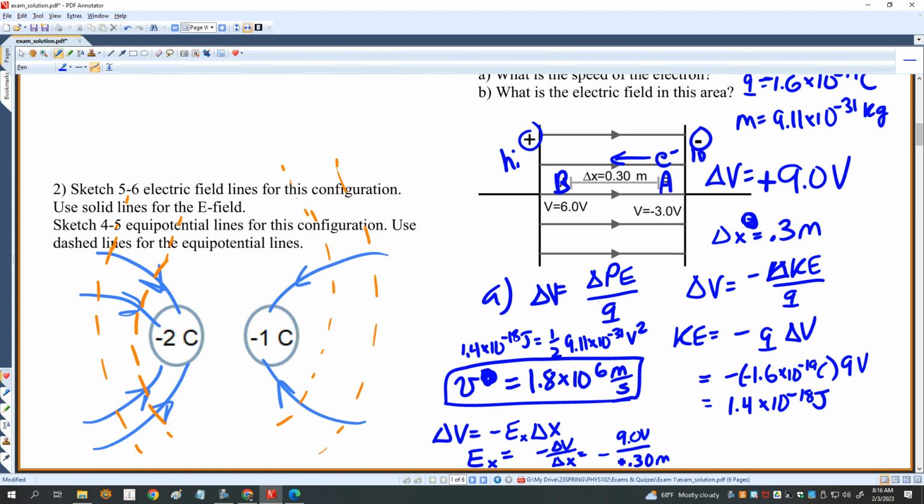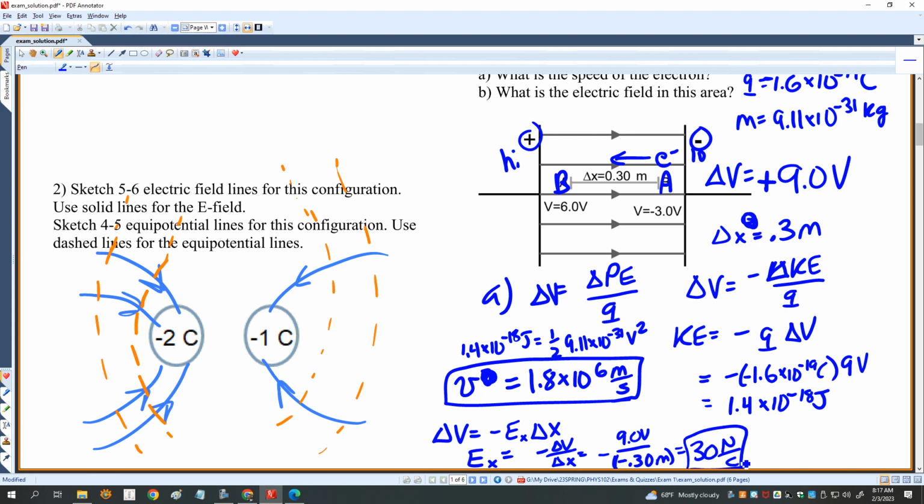Now, I'm going to be careful of my signs here because this delta x is actually to the left, so that's going to be a negative 0.3 meters. So I get 9 divided by 0.3 is equal to 30 newtons per coulomb. And notice those signs cancel out.